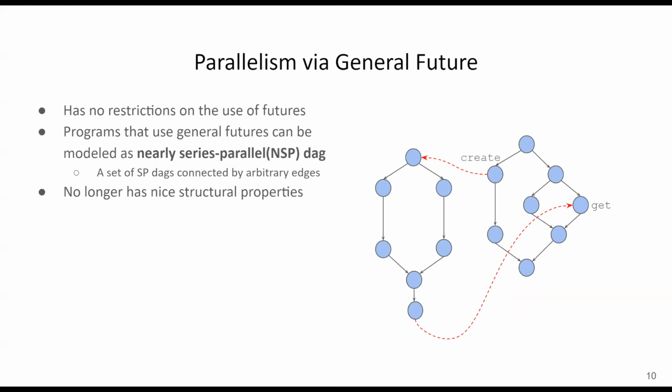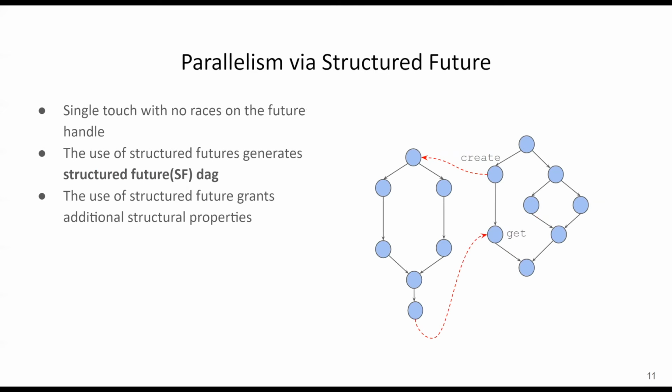Then the entire program that uses futures can be modeled by a set of such SPDAGs and a set of arbitrary additional edges representing the dependencies that arise from the use of general futures. And the NSPDAG no longer has the nice structural properties, which makes developing an efficient race detection algorithm difficult. In contrast, in structured futures, we can only call get on each future handle once, and there is no reuse of the future handle. Such restrictions grant additional structural properties to the corresponding DAG. Here we refer to such a DAG as a structured future DAG, or SF DAG for short.